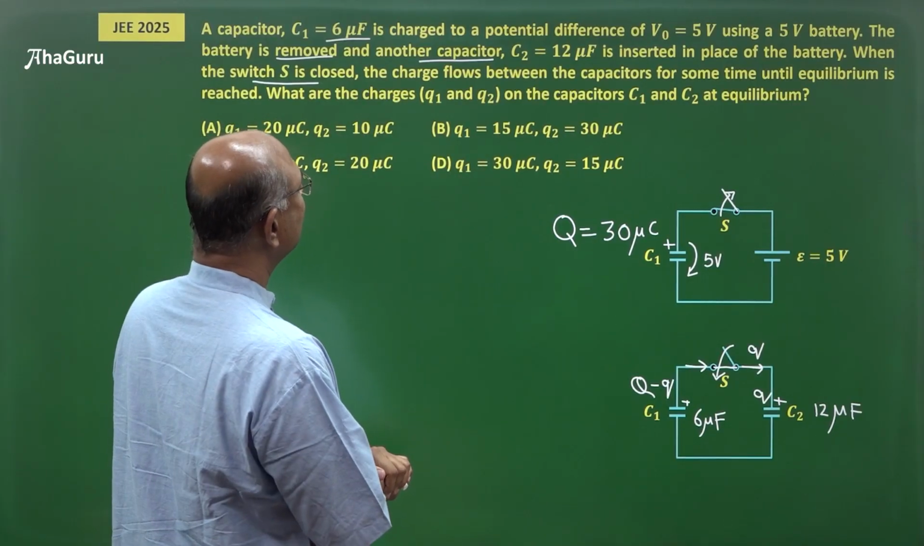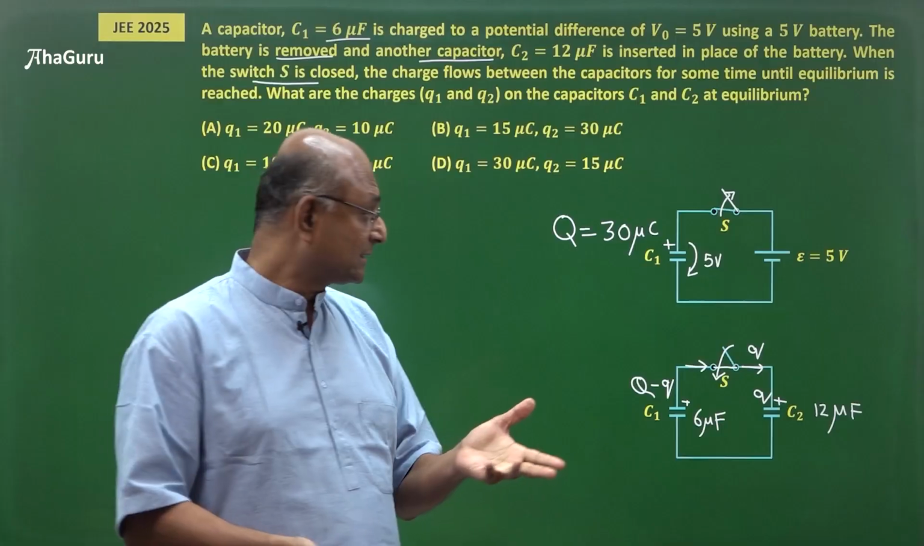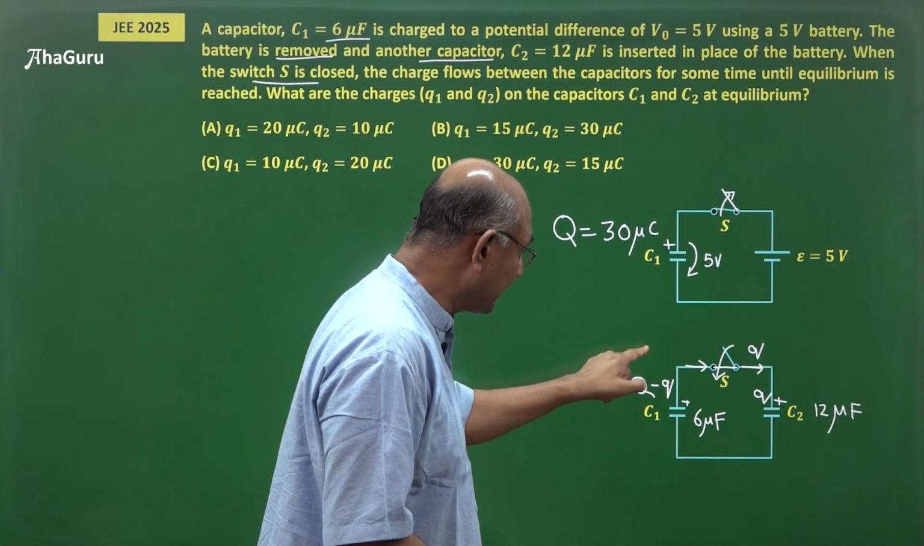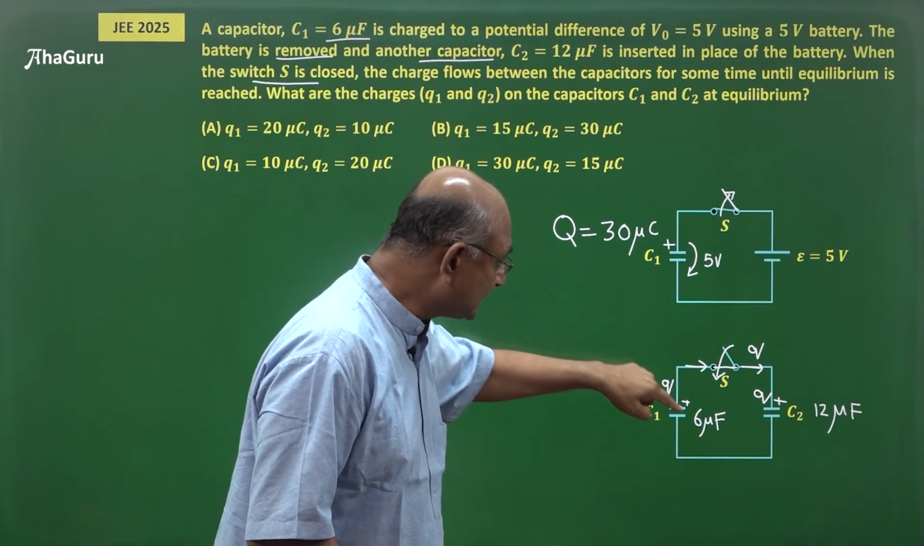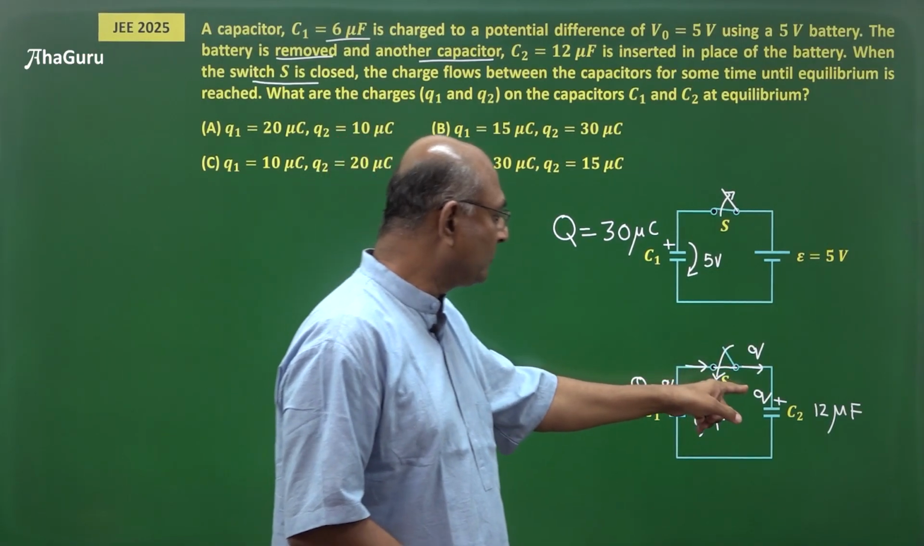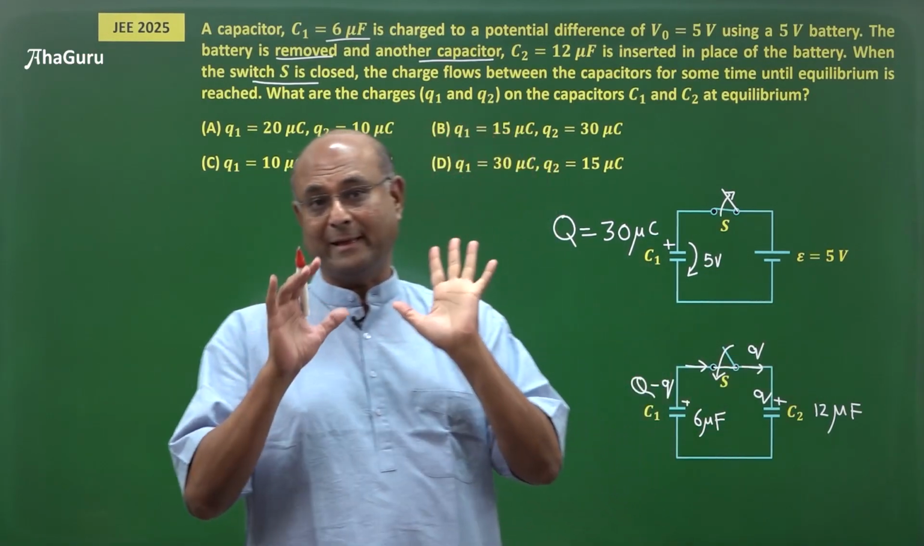So how do we do that? There are two ways. We can say that the potential drop here is equal to the potential drop there. So (Q minus q) by 6 microfarad must be equal to small q by 12 microfarad.